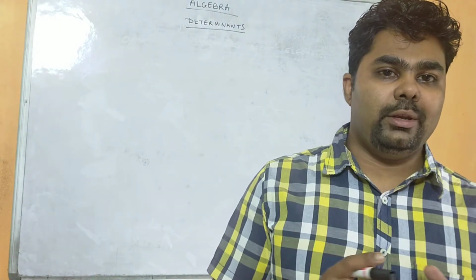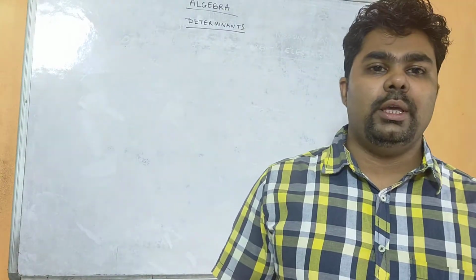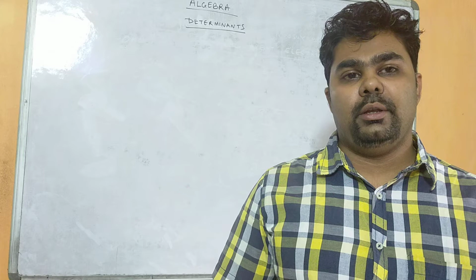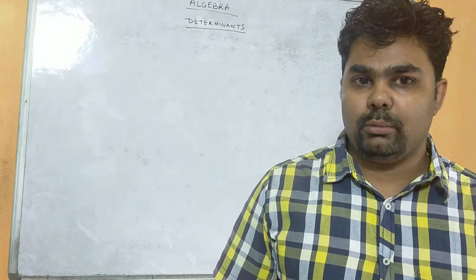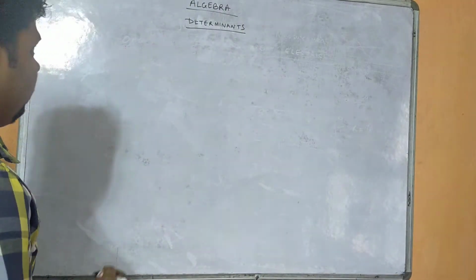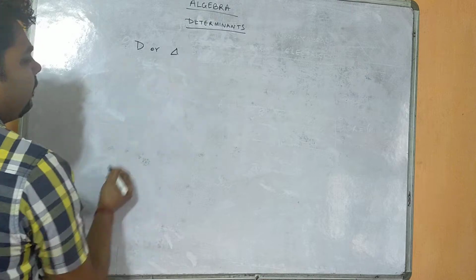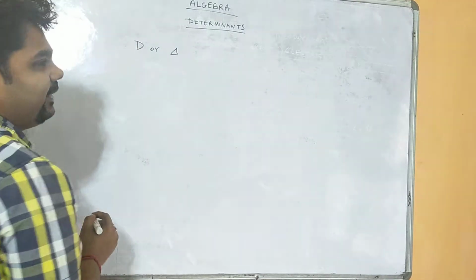When it is asked to evaluate the determinant, either we have to use the properties, or if possible we will directly find the value of the determinant by using the formula. So let's see what a determinant is. A determinant is denoted by either D or del. This is how we denote a determinant.